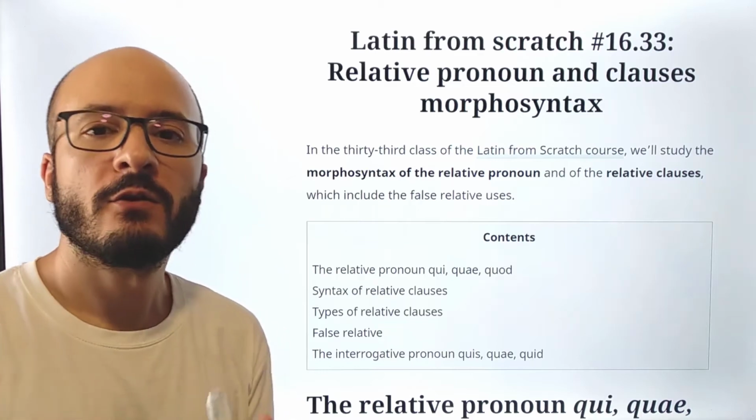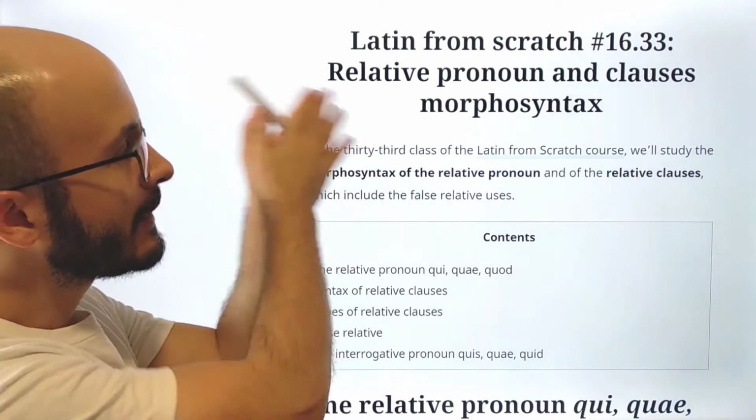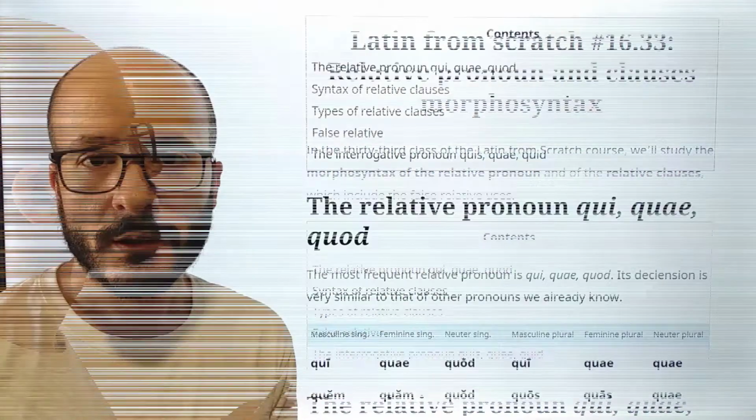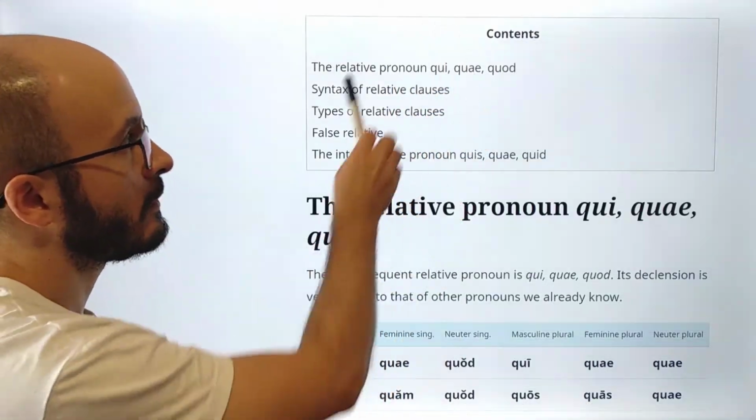Latin from scratch, very important class. Relative pronoun and relative clauses morphosyntax. Here we see the table of contents.